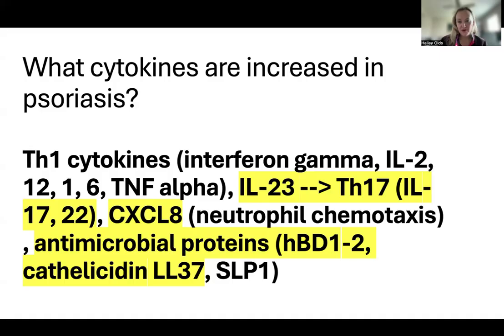CXCL8, which is important for neutrophil chemotaxis. If you think about the path, which we'll talk about, there's neutrophils always in the stratum corneum. And then some of the antimicrobial proteins as well. And that's important because eczema tends to get super infected with like staph or other things versus psoriasis tends to not. And it's because there's these antimicrobial proteins that are expressed.